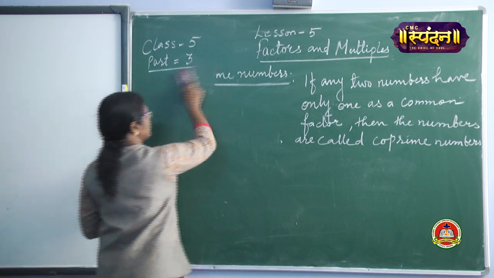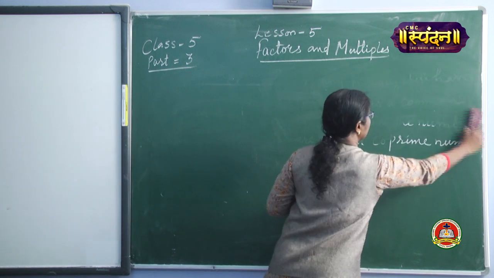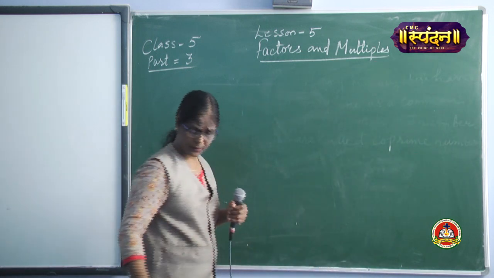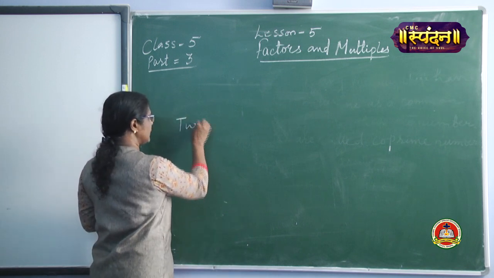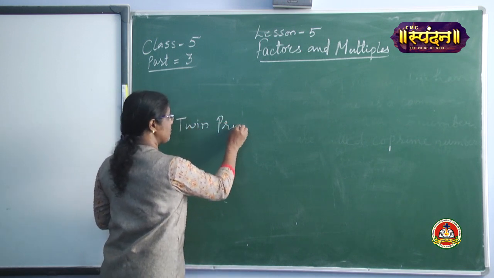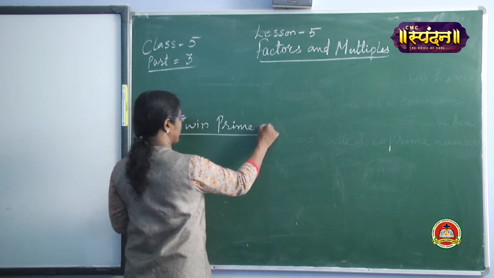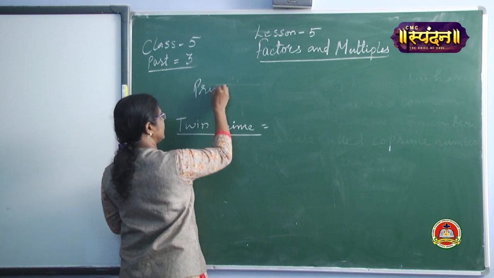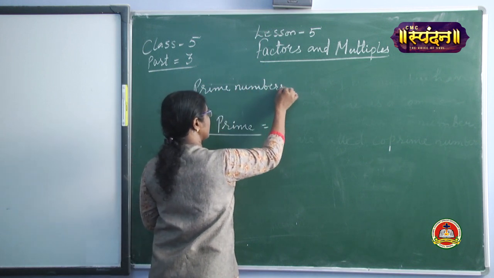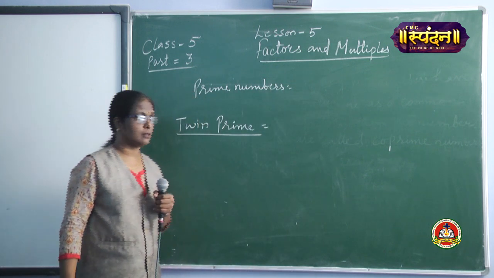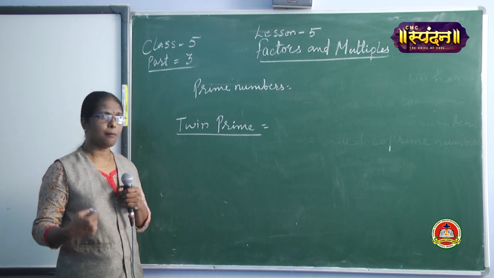Now one more term. I will explain one more term related to these factors and multiples. You might have studied the prime numbers, isn't it? In that, the next term we are going to learn is twin prime. What is twin prime? Now you might have studied what prime numbers are. Prime numbers are those numbers which have only 2 factors.